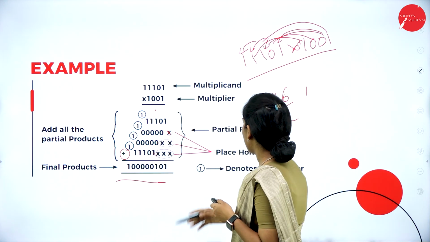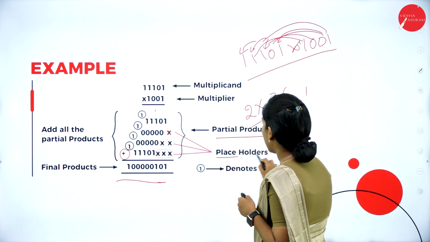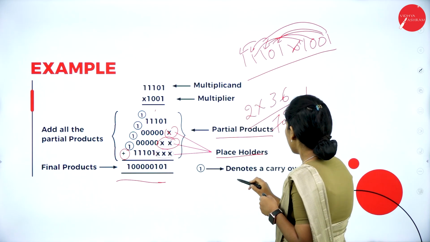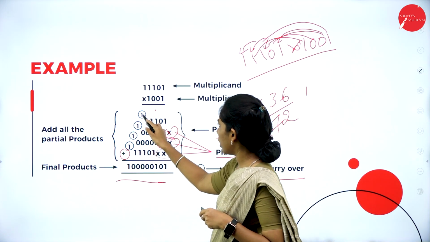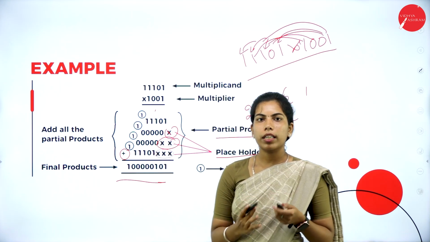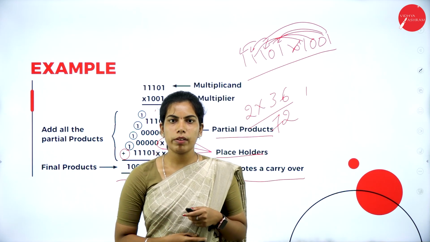Got it? So here you can see these are all the partial products and placeholders. The 1 is denoted as a carryover. So here you can see 1 is carry. So this is how you do binary multiplication, just normal multiplication like with decimal values.